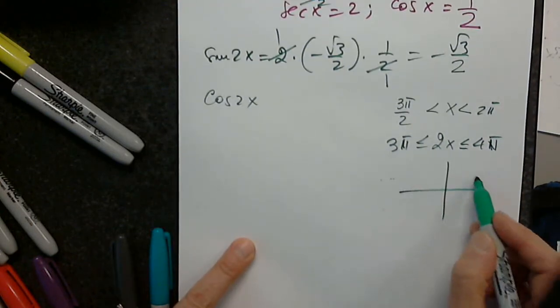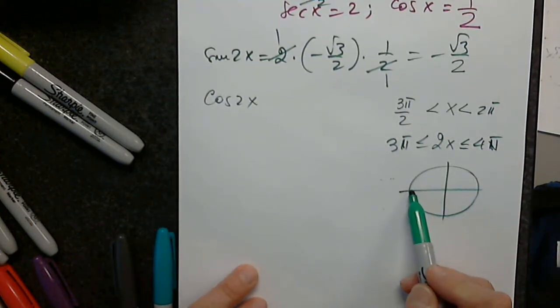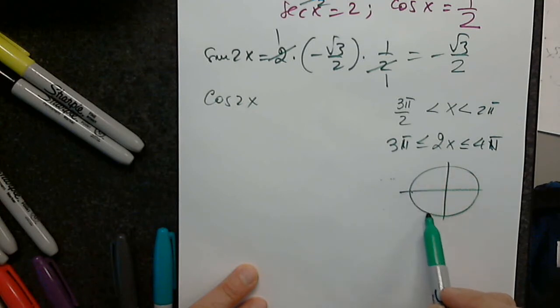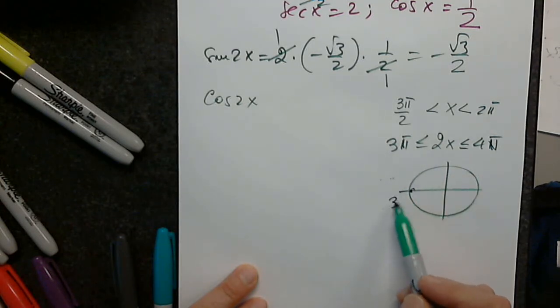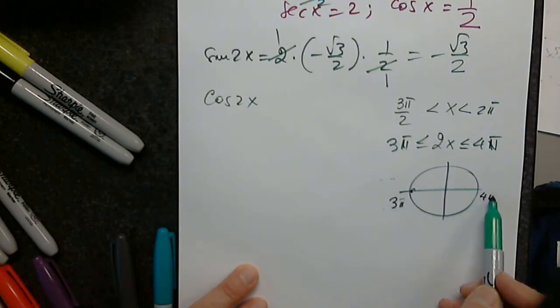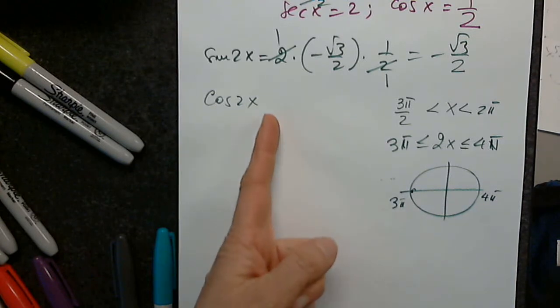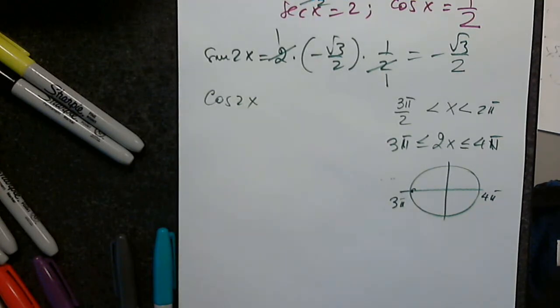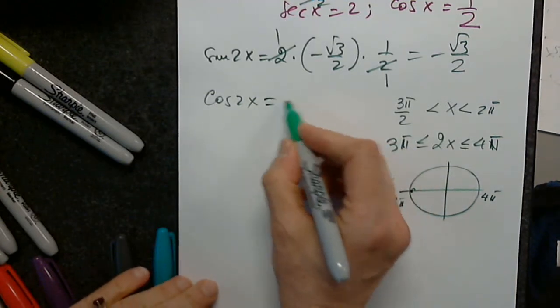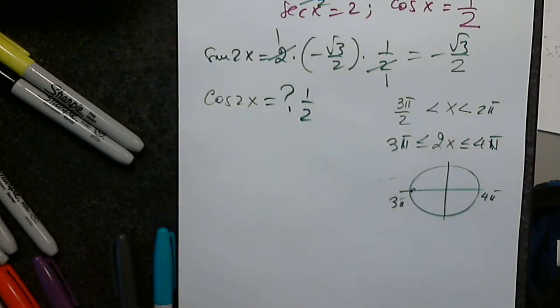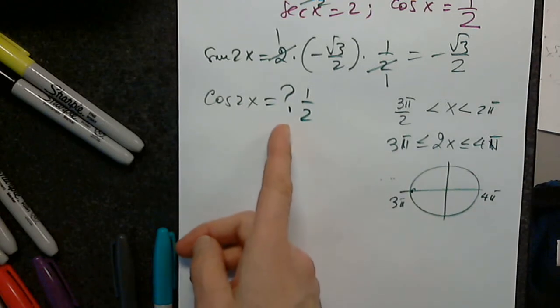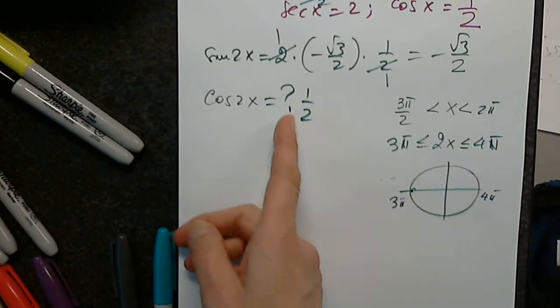So this is 1, 2, 3π, 4π. But I don't know if it's the third quadrant or the fourth quadrant, so I cannot make an assessment for this. I know it's going to end up being something with 1/2, but I don't know if it's positive or negative. Because if it ends in the third quadrant, it will be negative. If it ends in the fourth quadrant, it will be positive.